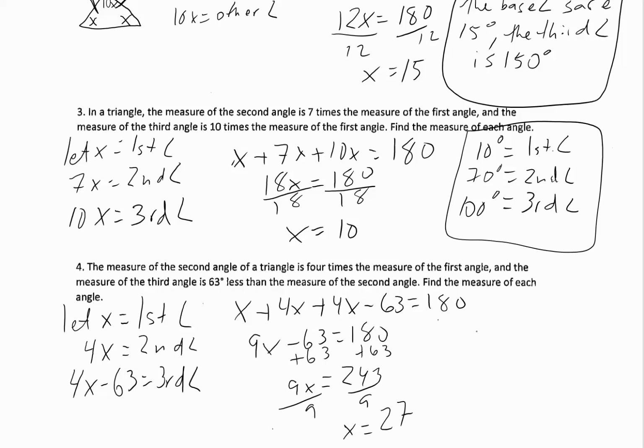All right, so they want to know all the angles. So the first angle is 27 degrees. If I multiply that by 4, I get the second angle is 108 degrees. And then the third angle, remember I have to say 108 minus 63, which is going to give me 45 degrees.